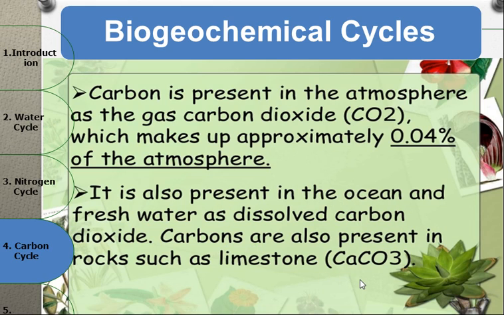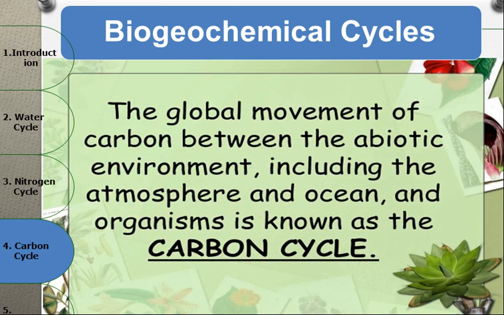So there are 6 to 7 resources or factors which are responsible for the circulation of carbon dioxide within the biotic and abiotic components of the environment, and the circulation of this carbon dioxide within these different factors is the carbon cycle. By definition, you can say the global movement of carbon between the abiotic components, including the atmosphere and ocean, and the organisms is known as the carbon cycle.